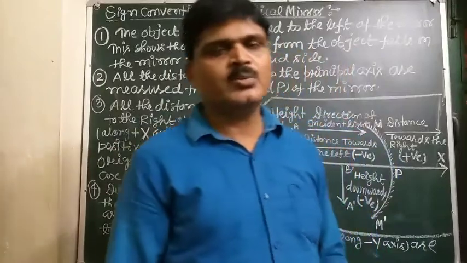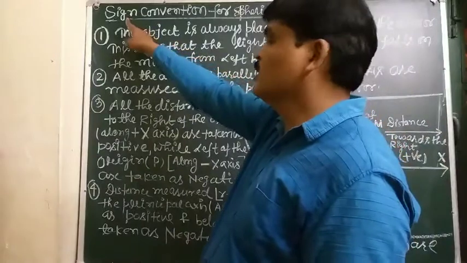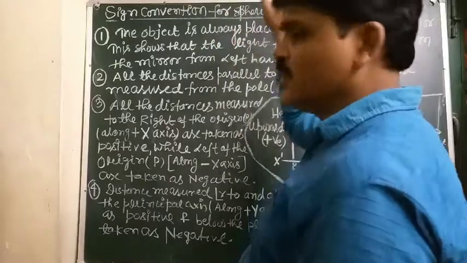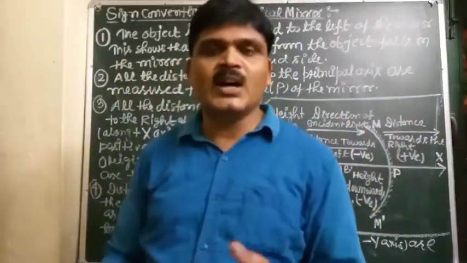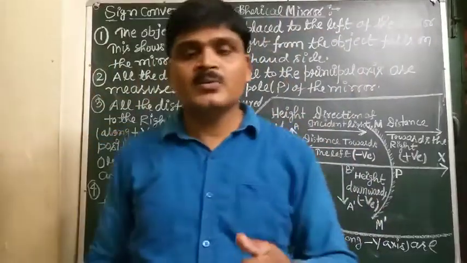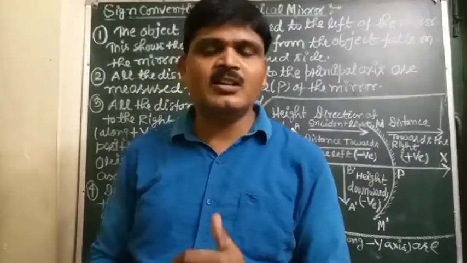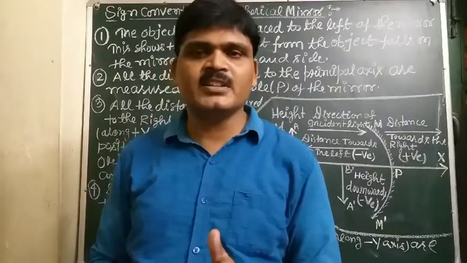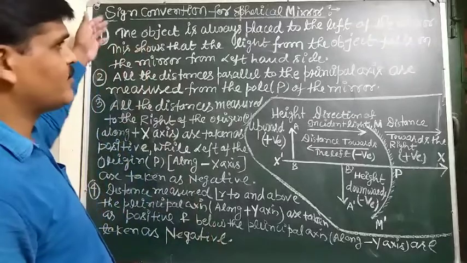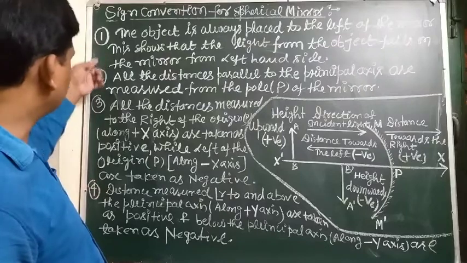Good morning, student. Today I am going to explain the important topic, sign convention for spherical mirror. While dealing with the reflection of light by a spherical mirror, we shall follow a set of sign conventions called the New Cartesian sign convention. There are various conventions we use: first, second, third and fourth.